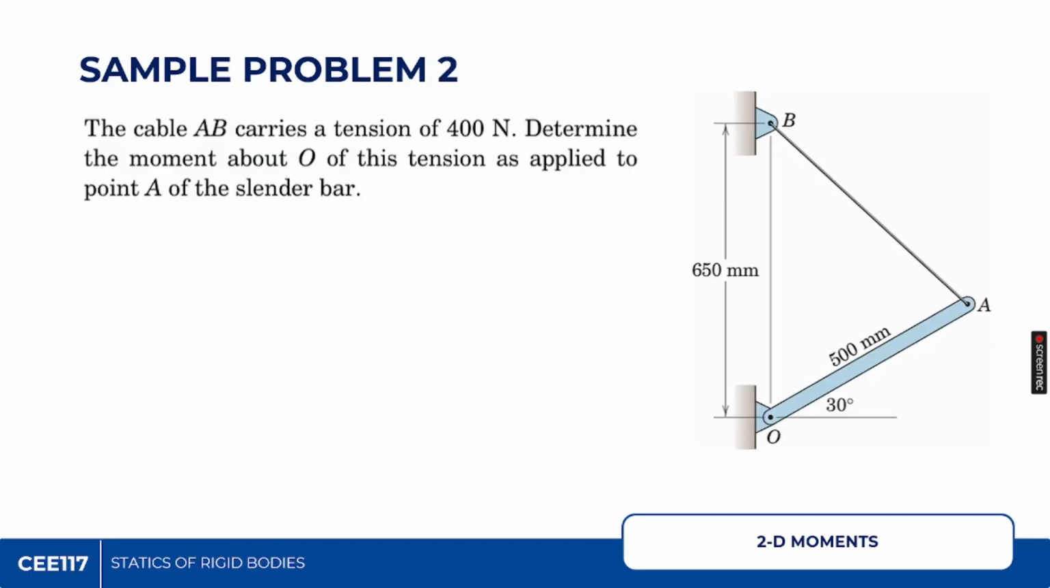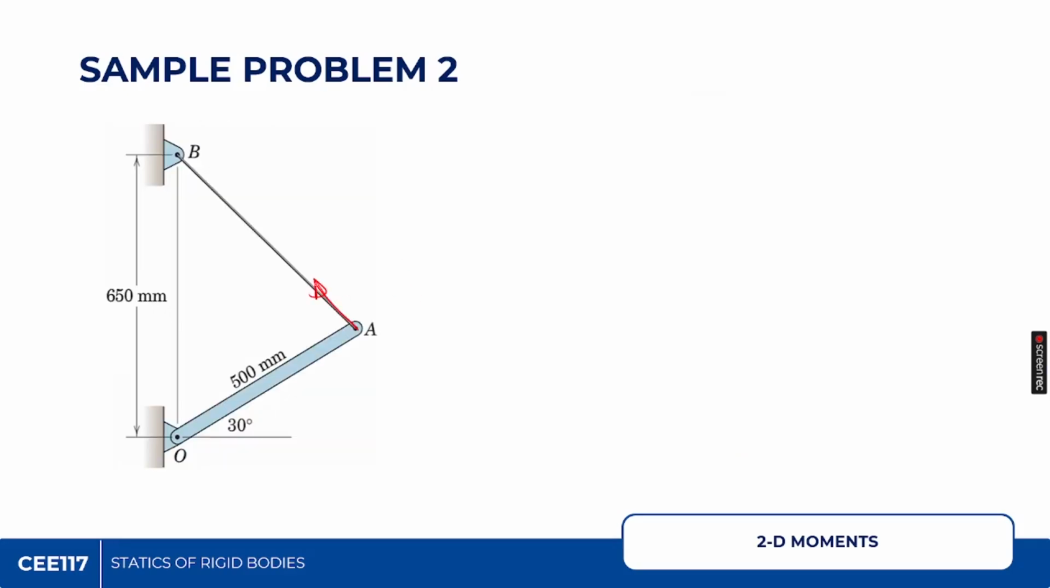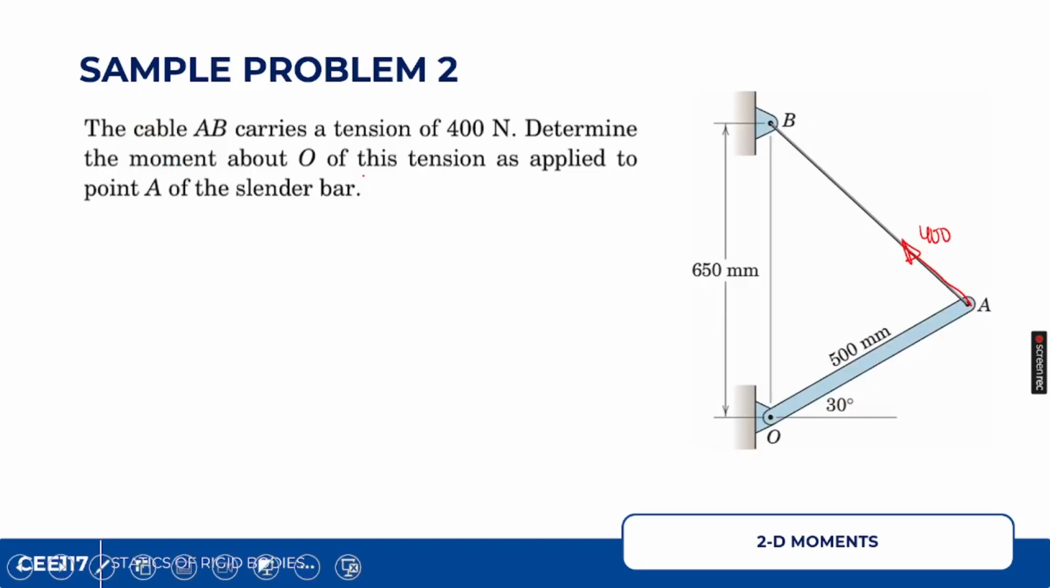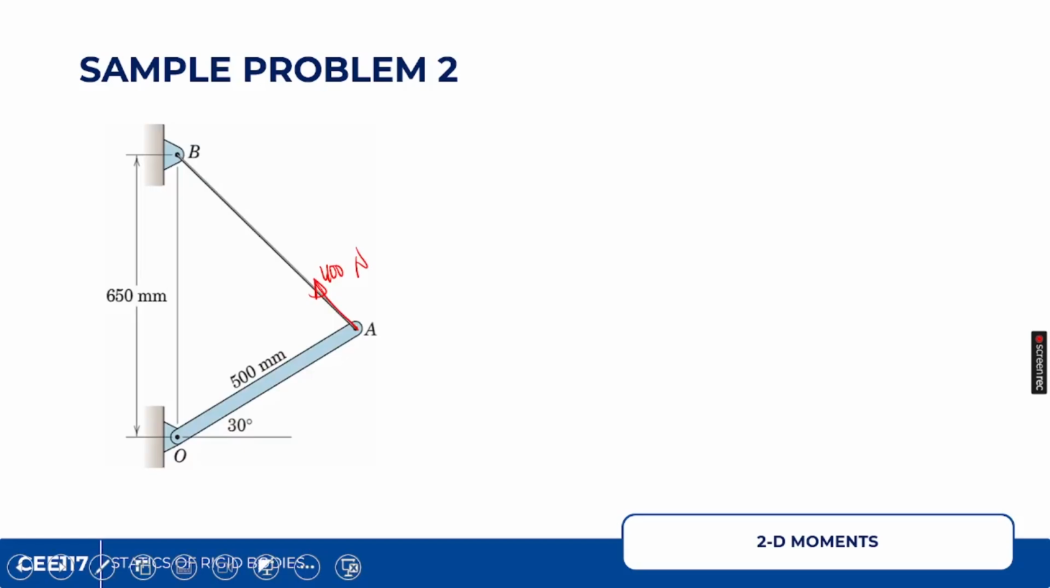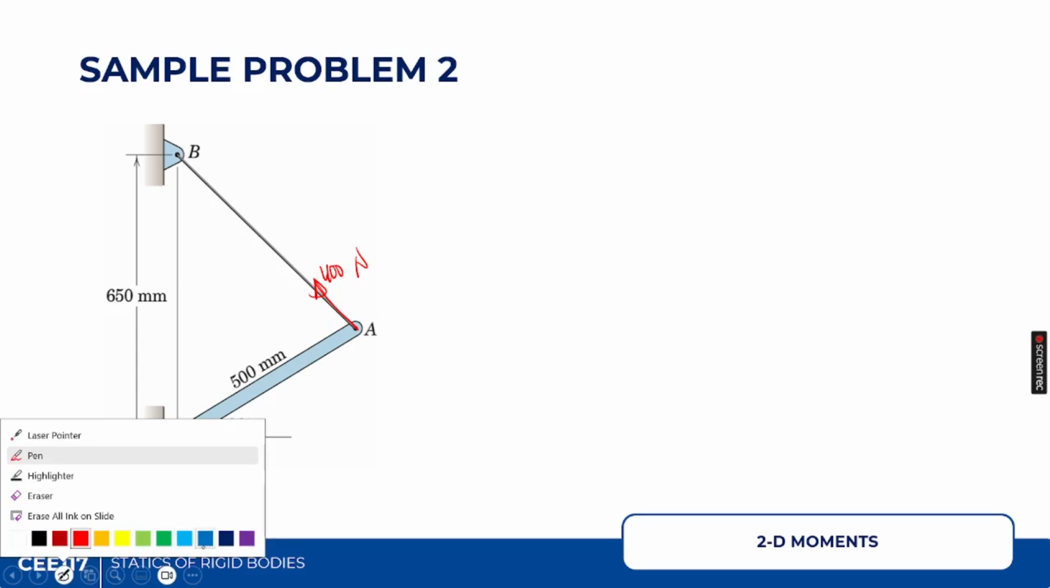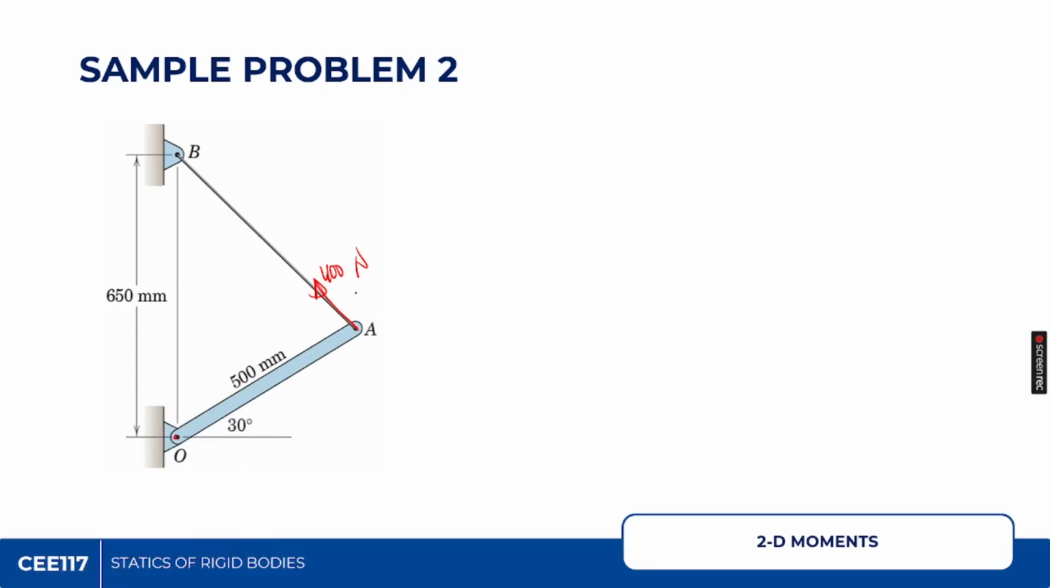The cable, okay, the cable AB carries a tension of 400 newton. So, yun, ito yung tension niya, 400 newton. Determine the moment about O of this tension as applied to point A of the slender bar. Again, this is 400 newton, no? Tama ba? Okay, 400 newton. So, let's take the moment at point O of this tension, 400 newton. Okay? So, what we can do is, again, we can solve this using Varignon's theorem.